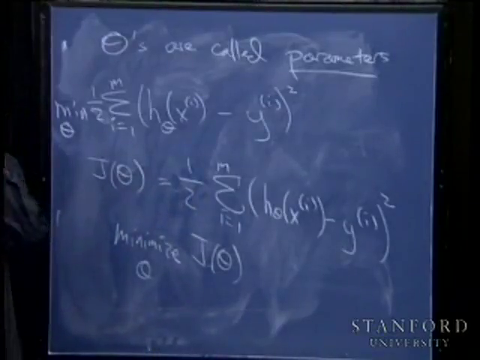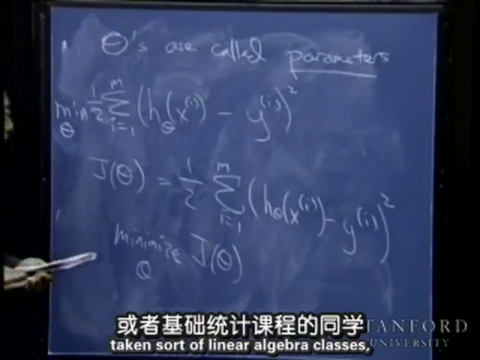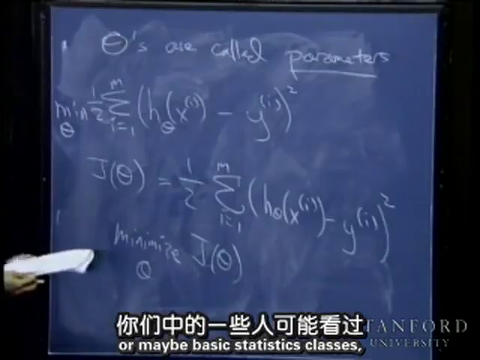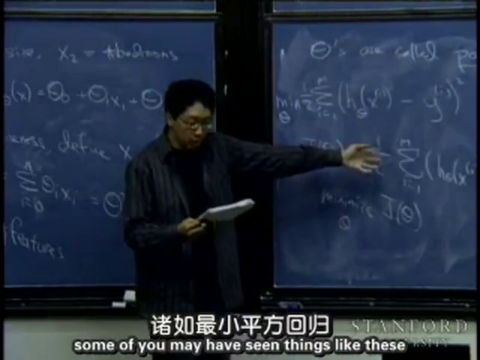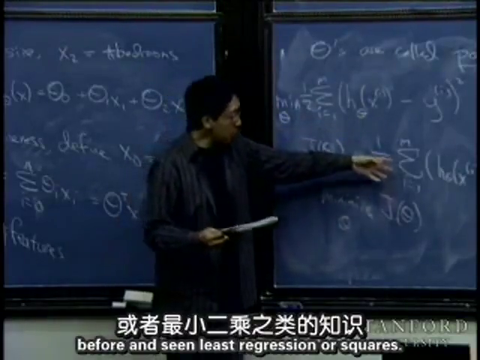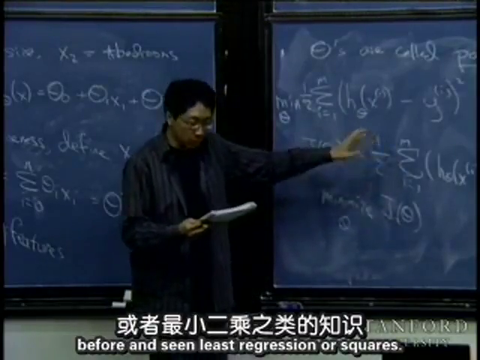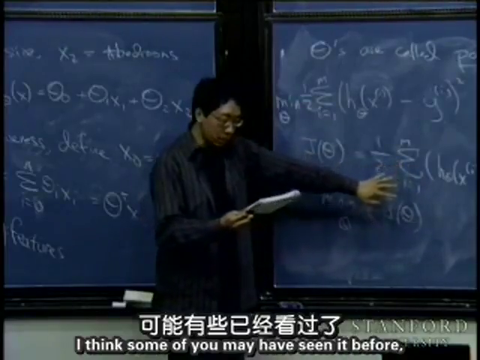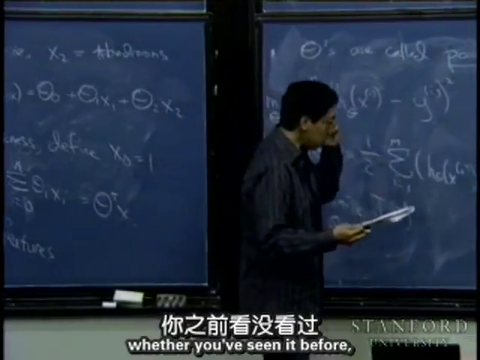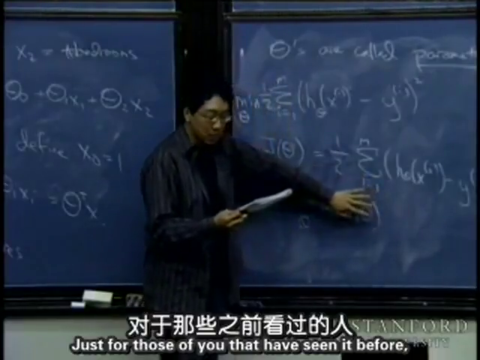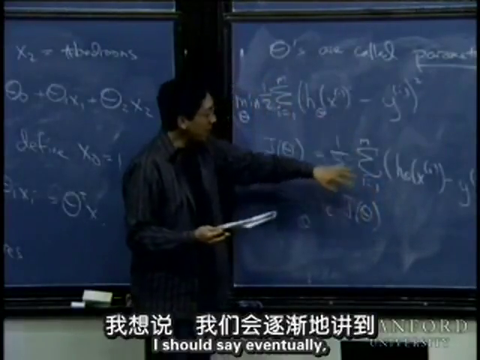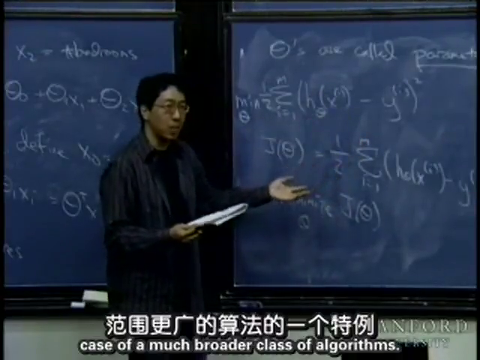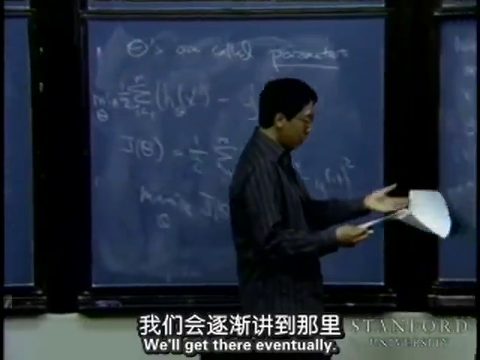Okay. I should say, to those of you that have taken linear algebra classes or basic statistics classes, some of you may have seen things like this before and seen it called least squares regression or ordinary least squares. Many of you will not have seen this before. But either way, regardless of whether you've seen it before, let's keep going. And just for those of you that have seen it before, eventually we'll show that this algorithm is a special case of a much broader class of algorithms. But let's keep going, and we'll get there eventually.